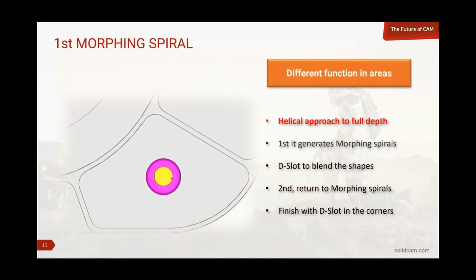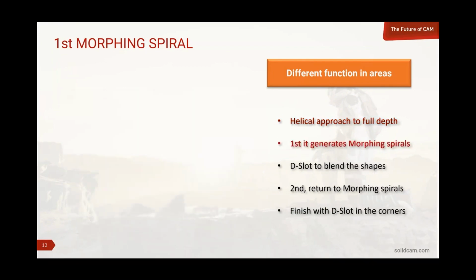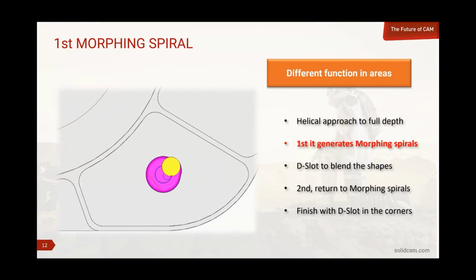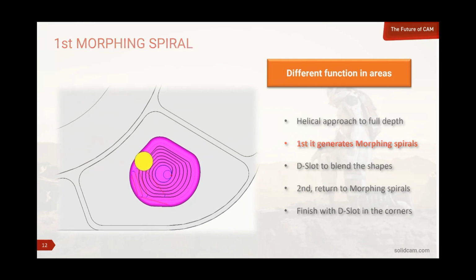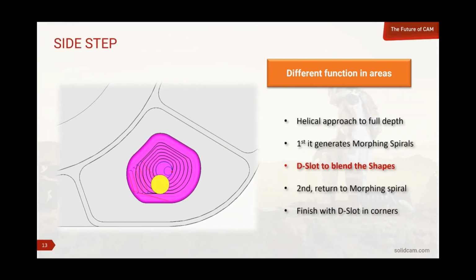So as we look at this in a closed pocket, let's take a look at how this works. Number one, we're going to do a helical approach to get into the depth. Then it's going to generate the first morphing spiral. This is, again, changing from one shape to another shape and keeping the tool engaged in the cut the entire time. This is a very important feature of SolidCAM's iMachining. The next thing it does is it begins to blend the shape to bring it back into the cutting angles where it can go back into morphing spiral.